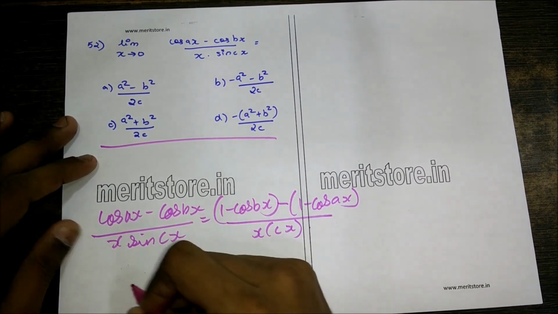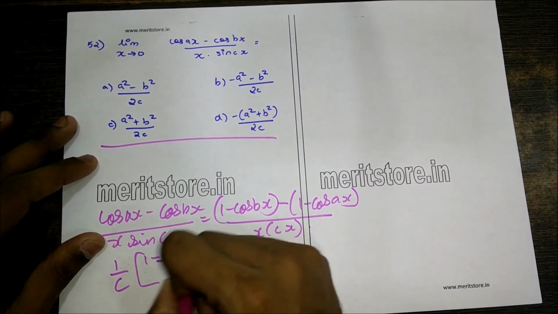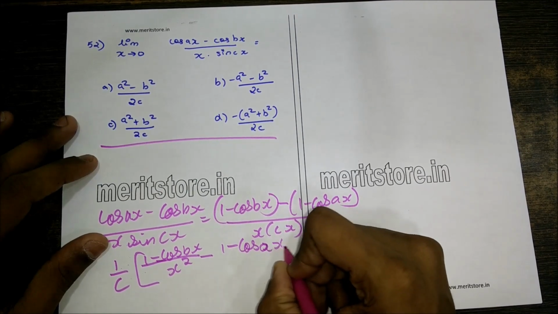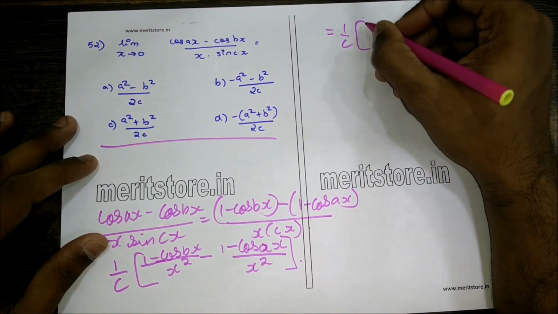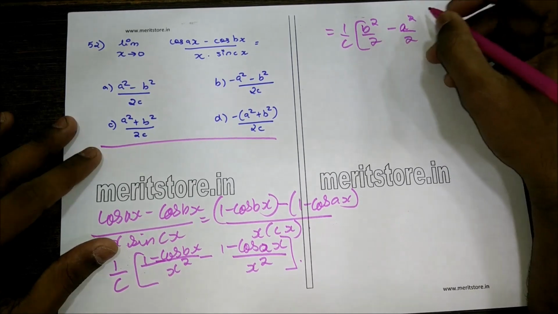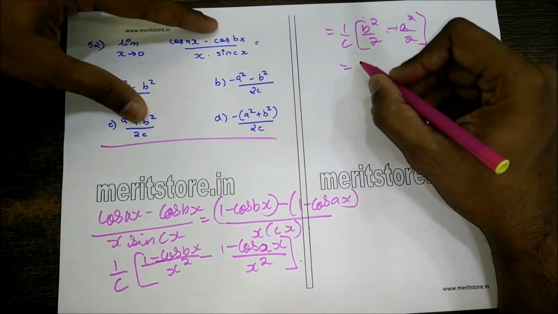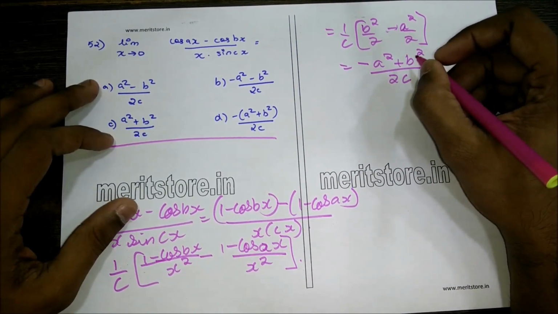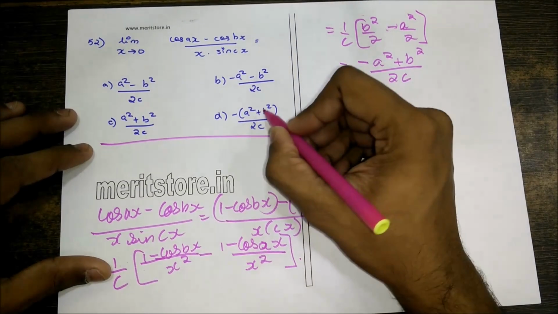That gives us, taking 1 by c constant outside, 1 by c [(1 minus cos bx) by x square minus (1 minus cos ax) by x square]. Now that gives us 1 by c, on applying limits of x tends to 0, [b square by 2 minus a square by 2]. We could take 2 common and adjust the minus to get minus of (a square plus b square) upon 2c, which is option D. There's a mistake here.